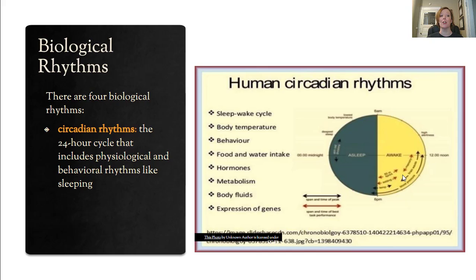There are four biological rhythms. The first one, and you may have heard of this term before, is the circadian rhythm. This is a 24-hour cycle that includes physiological and behavioral rhythms like sleeping. So this includes our sleep-wake cycle, our body temperatures, our behavior, our food and water intake, hormone fluctuations, metabolism rates, our body fluids, and how our genes express themselves. And this is about every 24 hours.